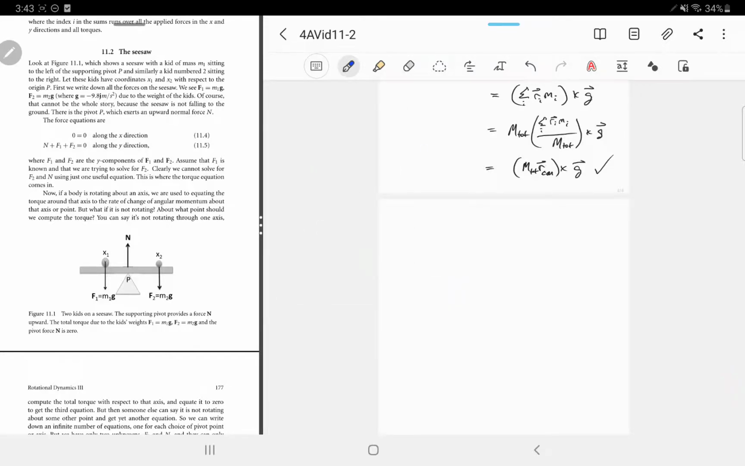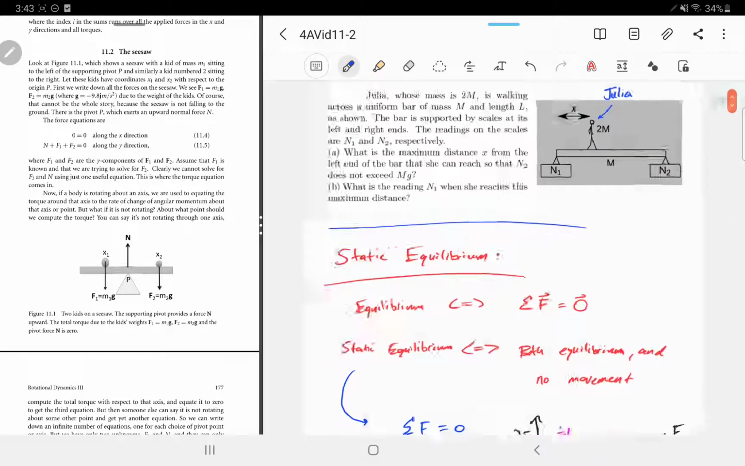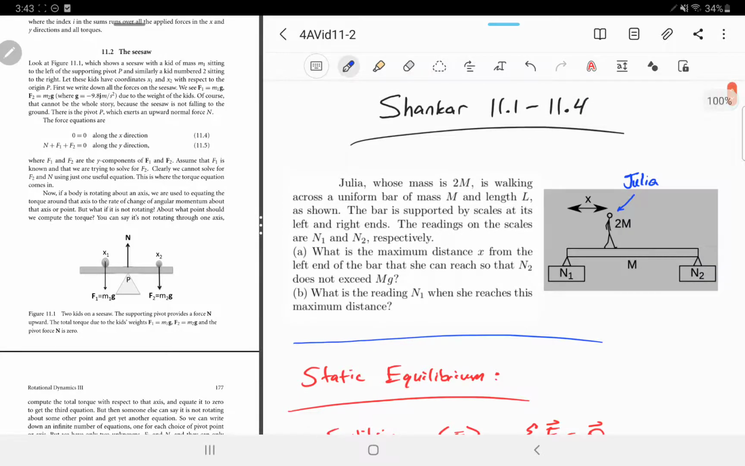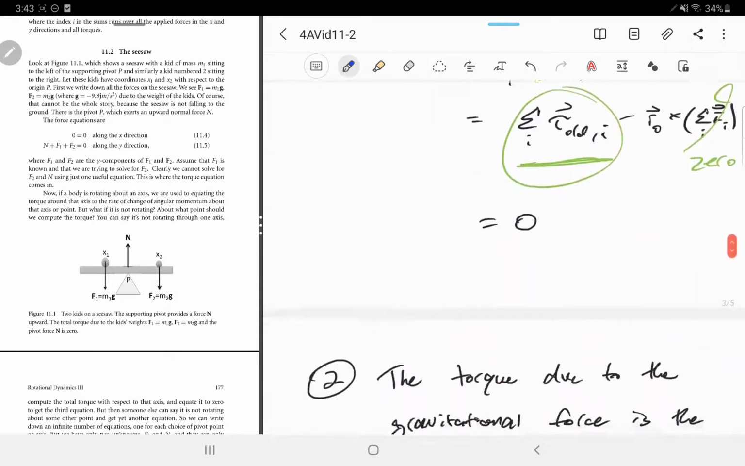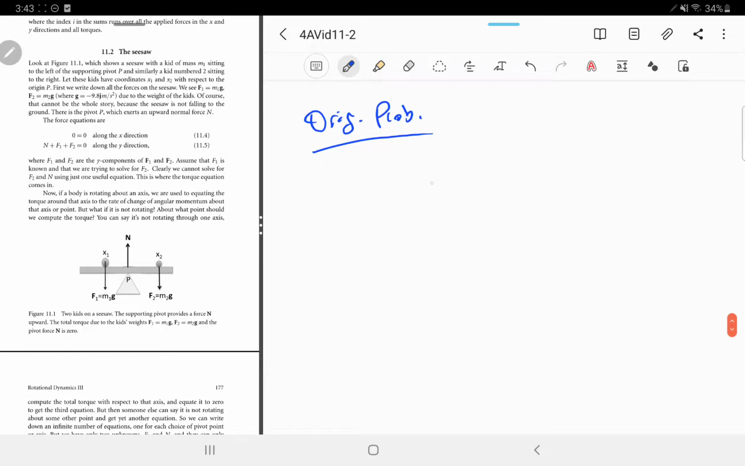Okay, so back to our original problem. Julia is walking. Julia has mass 2m. She's walking on a uniform bar of mass m and length L, supported on either side by two different normal forces, N1 and N2. The way I'm going to draw this, we have a rod, and we have Julia, who's at a distance x away from the left end.